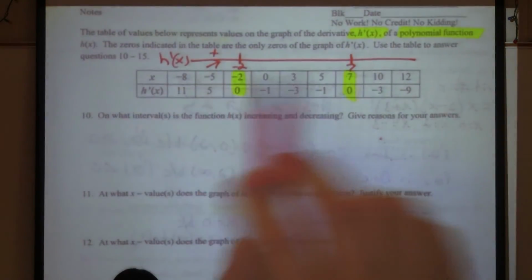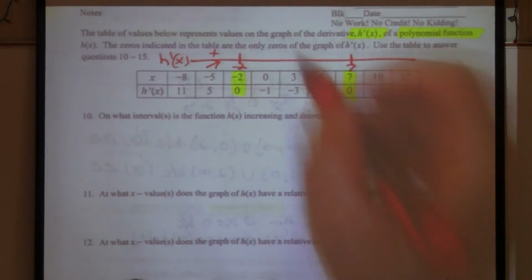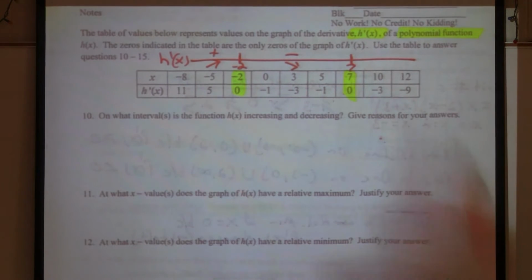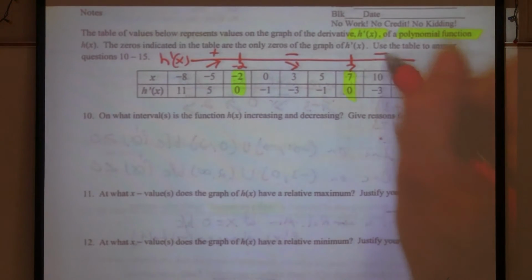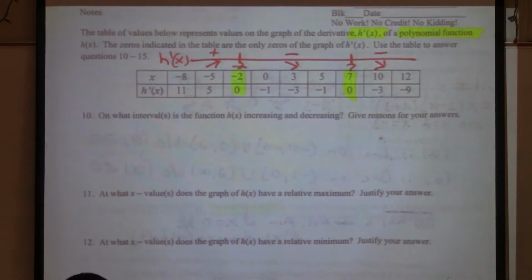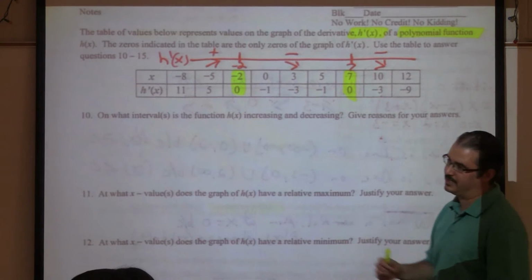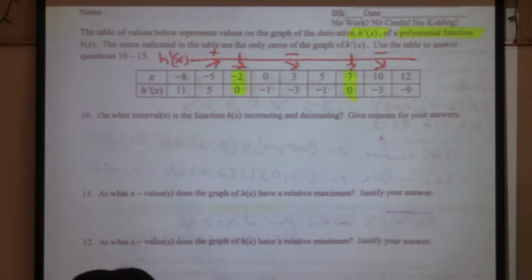How about in between these two? Negative. How about beyond 7? Negative as well. So if they ever give you information about a derivative, make a sign line and it'll make answering any of these questions that much easier. Okay? So let's answer them really quickly, and you can write in the answers. I'm just gonna say them all.